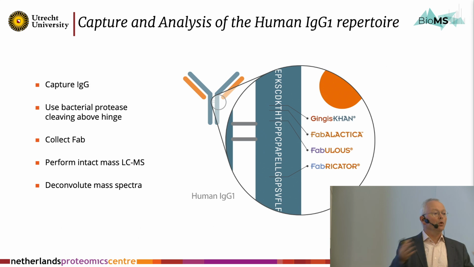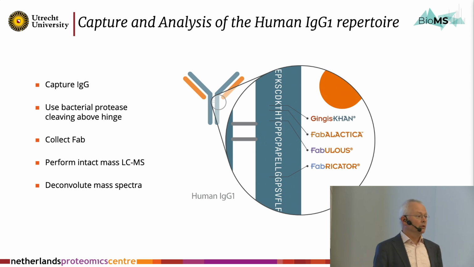So here's the affinity matrix. We capture all IgGs, independent of their sequence. But then we cleave it off here, and then we isolate what we call the FAB arms. This is the FAB fragment of the antibody. It contains all these variable regions.